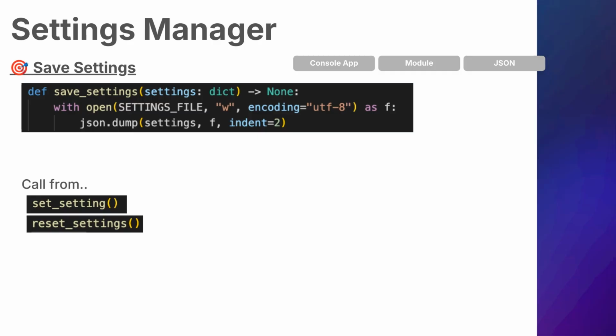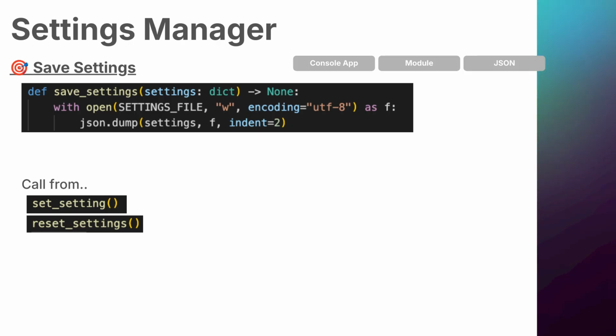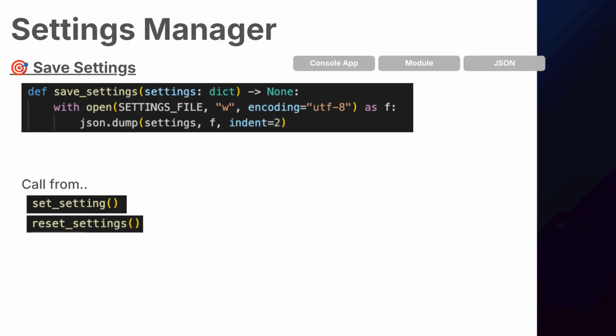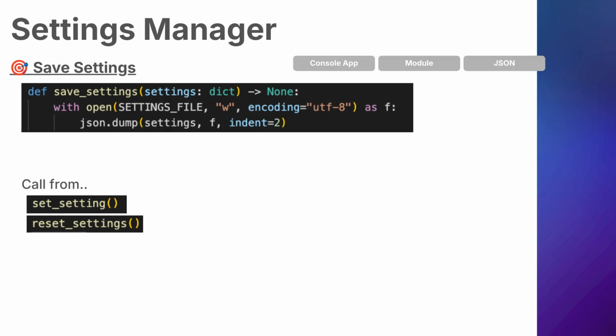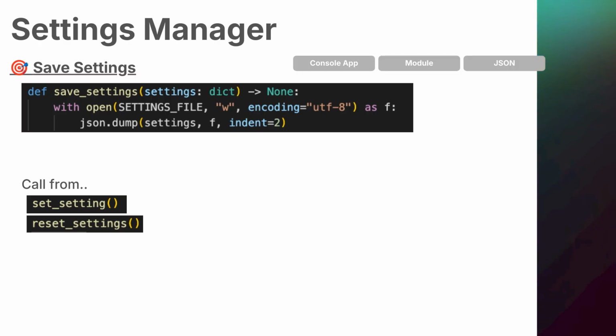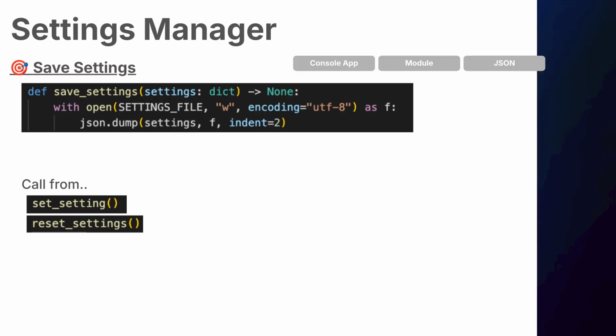This means the existing content is replaced with the updated settings. Then json.dump is used to write the settings dictionary into the file in JSON format. The indentation makes the file easy to read if you open it manually, which is helpful for learning and debugging.